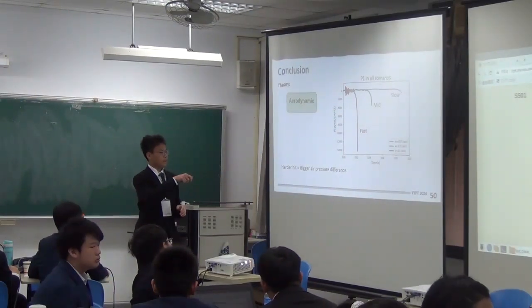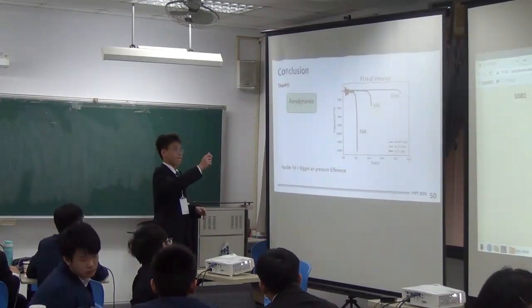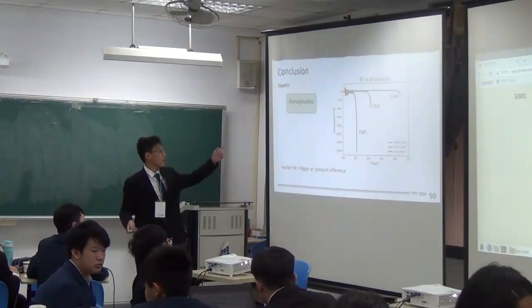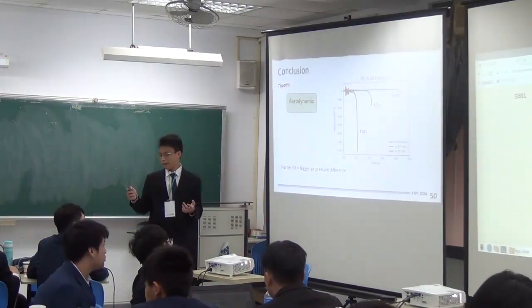difference. If the ruler is going up very fast, it will form a big pressure difference in a short time, while the slow one does not. So in the aerodynamic part, the bigger the hit, the bigger the air pressure difference.